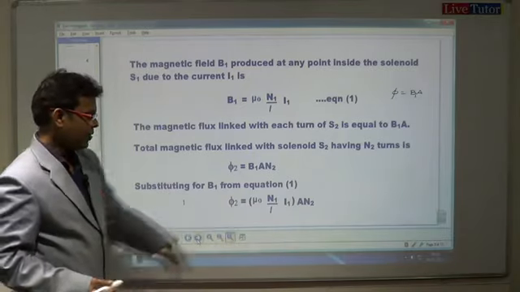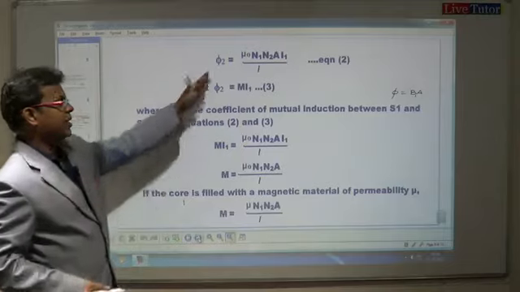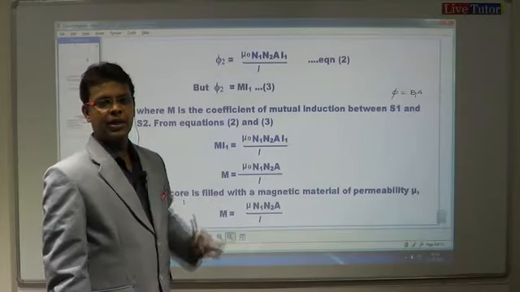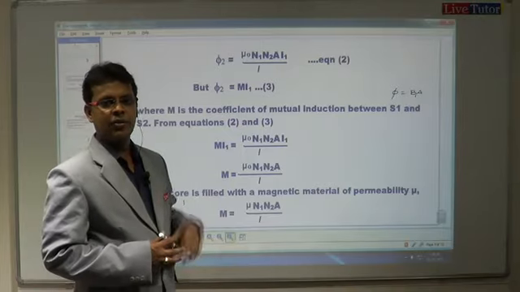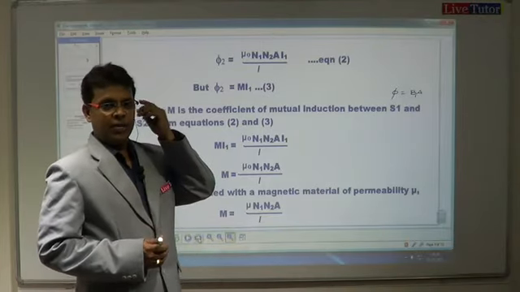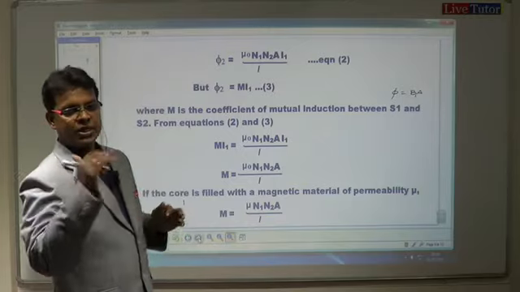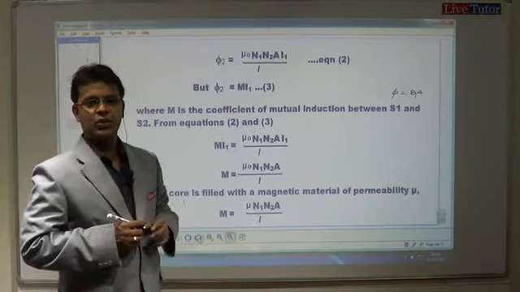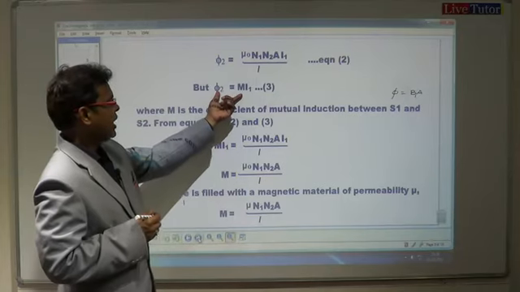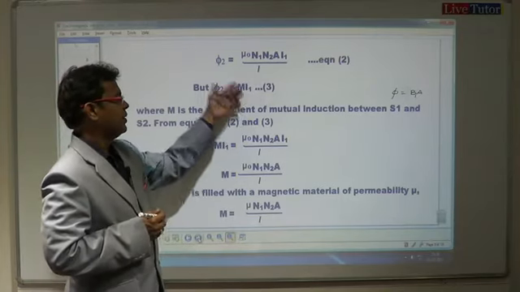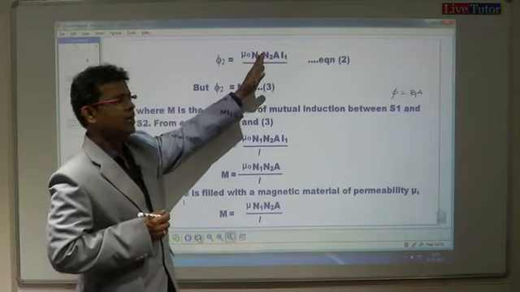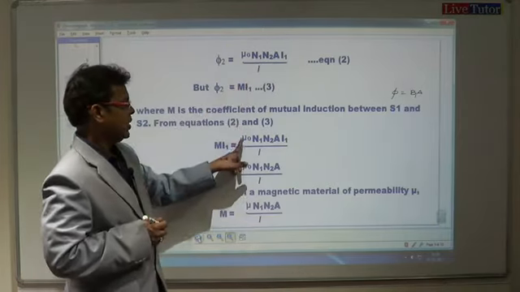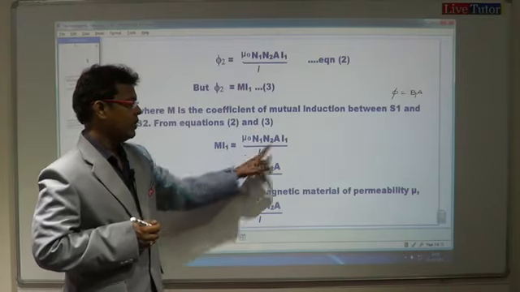So what happens now, simplify பண்ணுங்க, என்ன வருது பாருங்க, phi 2 is equal to mu naught N1 N2 A I1 by L. இத ஈக்குவேஷன் 2 ன்னு வெச்சுக்கலாம். பட் ஃபார்முலா பிரகாரம் நம்ம மியூச்சுவல் இண்டக்ஷன் டெஃபினிஷன் படிக்கும்போது என்ன படிச்சோம், phi 2 is equal to M into I1 படிச்சோம் இல்லையா. சோ இந்த ஈக்குவேஷனையும் இந்த ஈக்குவேஷனையும் கம்பேர் பண்றோம். லெஃப்ட் ஹேண்ட் சைடு ஈக்குவலா இருக்கு, அப்போ ரைட் ஹேண்ட் சைடு டெஃபினட்டா ஈக்குவலா இருக்கும். அப்ப ஈக்குவேட் பண்றோம். சோ M I1 is equal to mu naught N1 N2 A I1 by L.